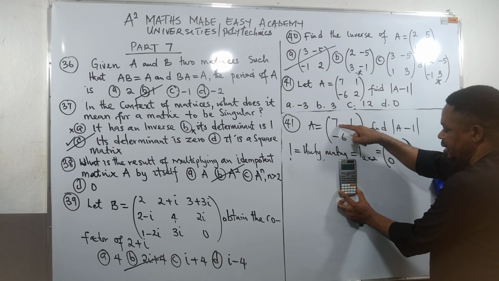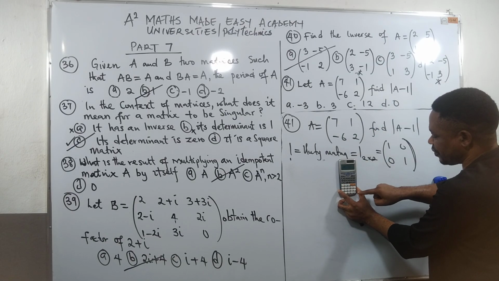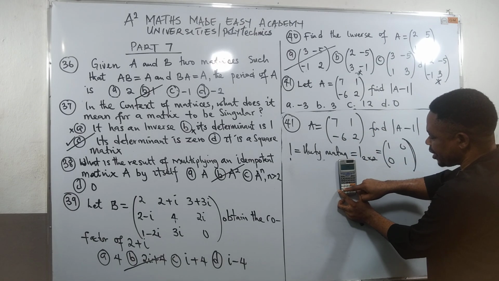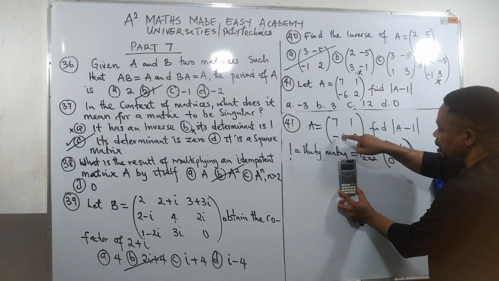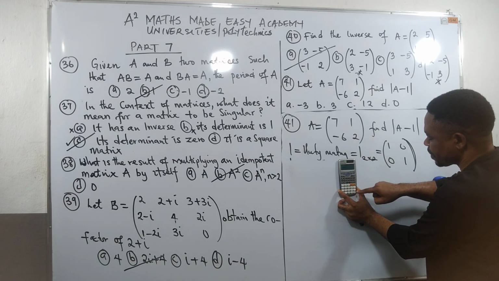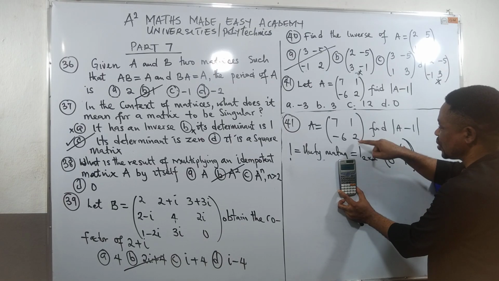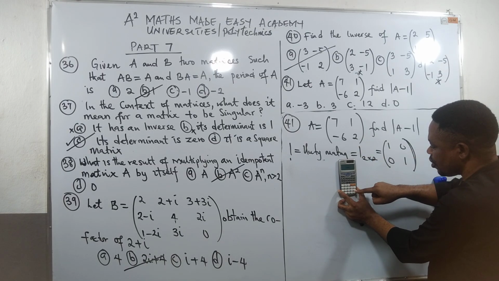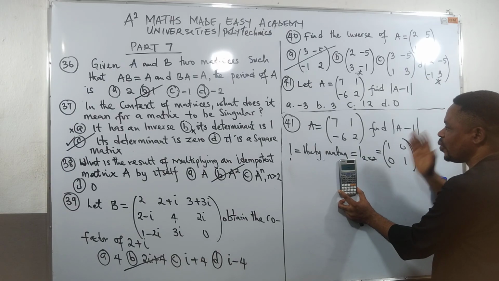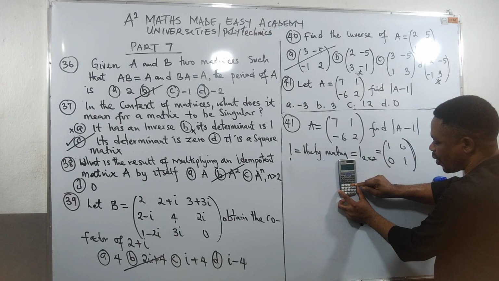Look at matrix A. The first number is 7. Punch 7 equal to. The second number is 1. Punch 1 equal to. The third number is minus 6. Then punch minus 6 equal to. And the last number is 2. Punch 2 equal to. I am done with matrix A. Punch AC.